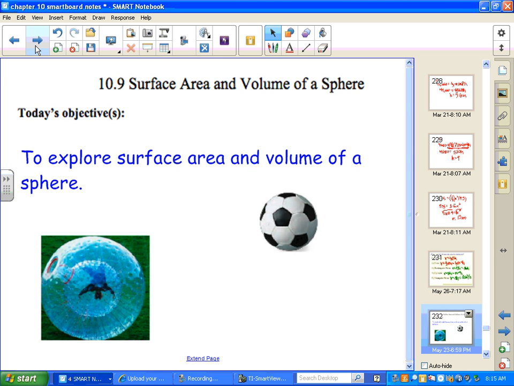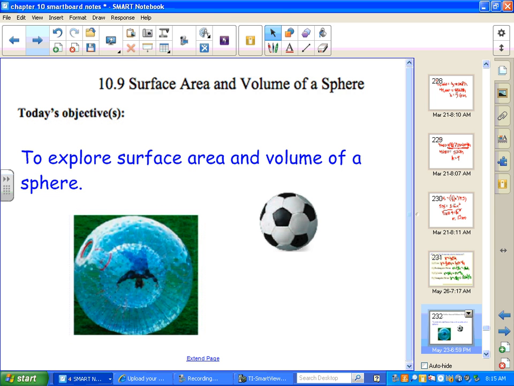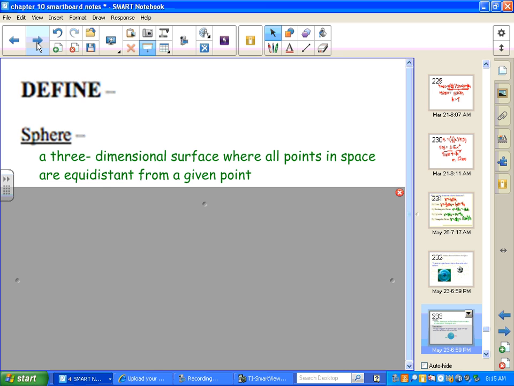So we're going to talk about a sphere today. Matt, this is what you asked me about the other day. This is one of those human sphere balls that people go in and they roll down things or whatever they use them for. That would be fun. Yeah.